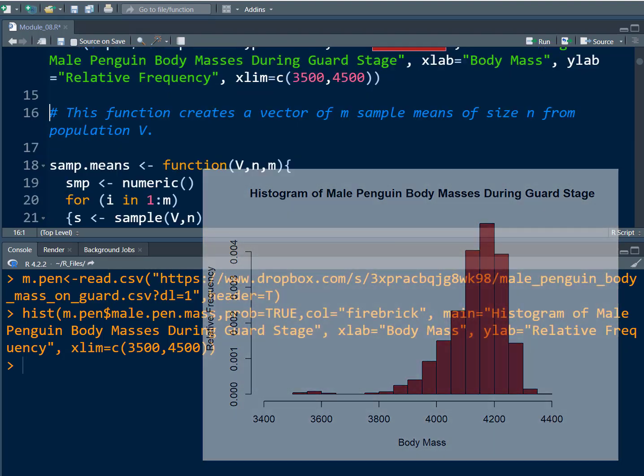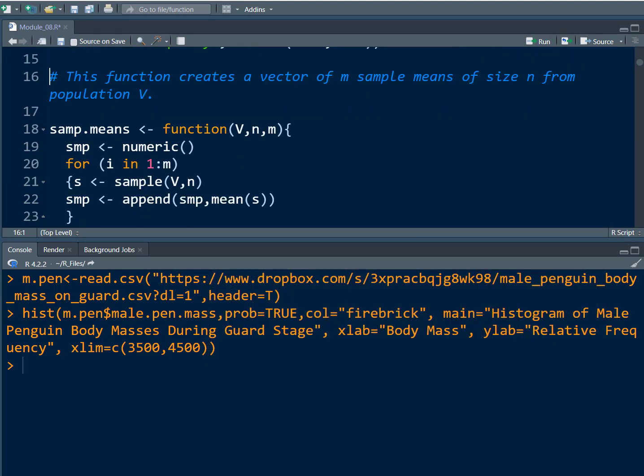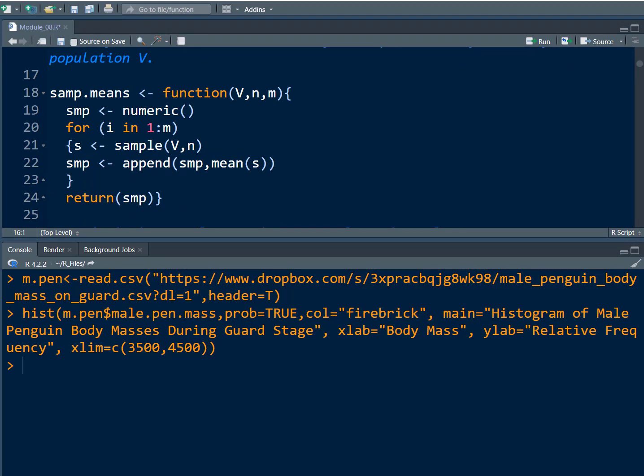Okay, now I've got a function that I'm creating. Don't worry too much about the code here. The function is called samp.means, and what it does is it draws m samples of size n. Then it returns a data array of the means of those samples. In other words, the function returns the sampling distribution.